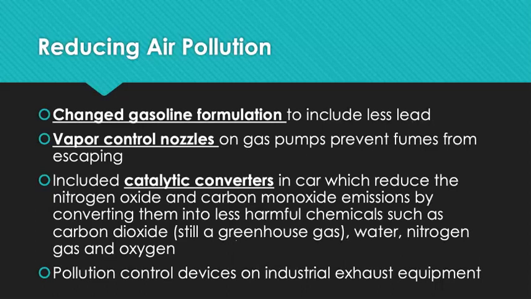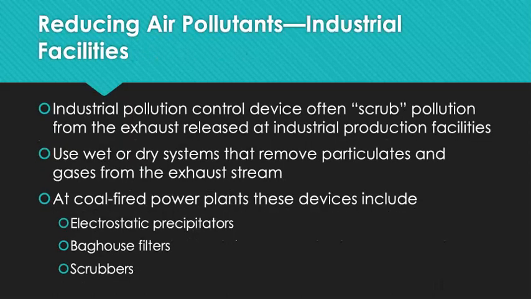We could also use pollution control devices on industrial exhaust equipment. So if you think of coal burning power plants and other industrial practices, they're going to be releasing quite a bit of pollution from their equipment. So we're going to talk about that next. So industrial pollution control devices, their big job is going to be to kind of scrub pollution from whatever exhaust comes out of them. So whether it's gas or just air that is being released that's containing those pollutants or particles, these systems will work to remove them from that before that gas or air is released into the atmosphere.